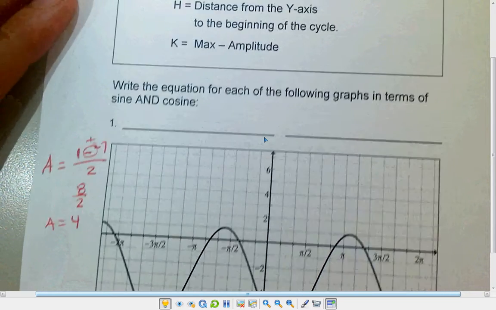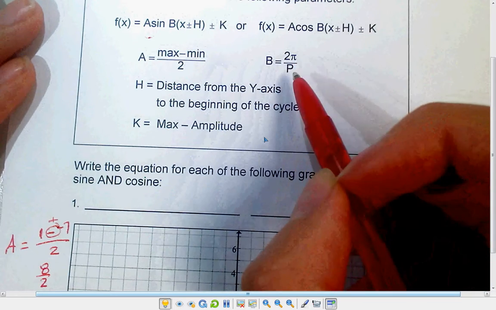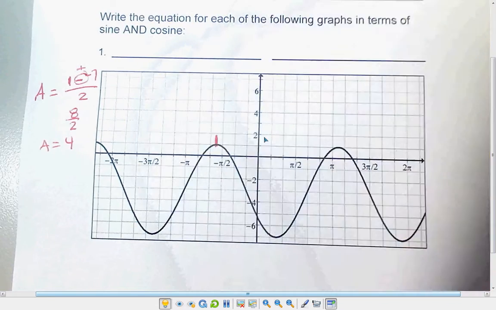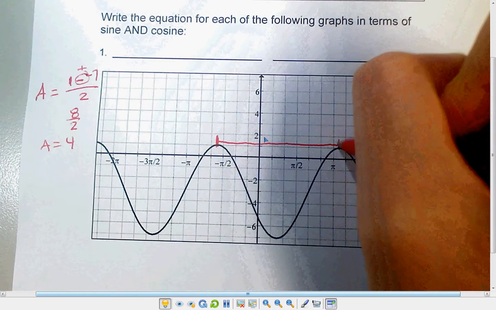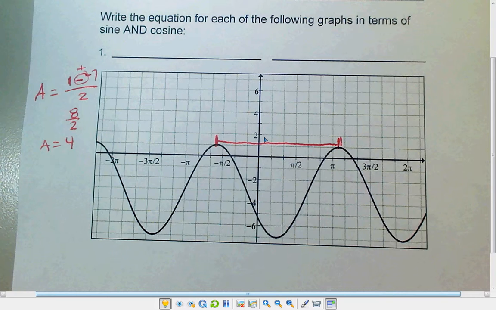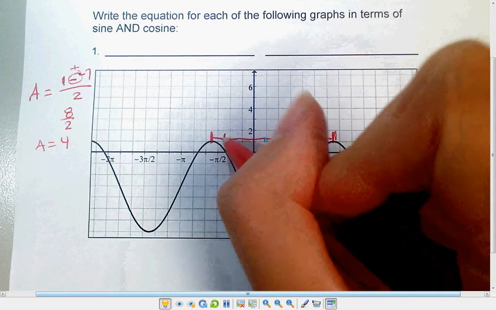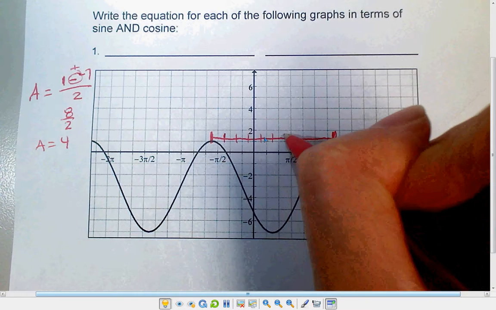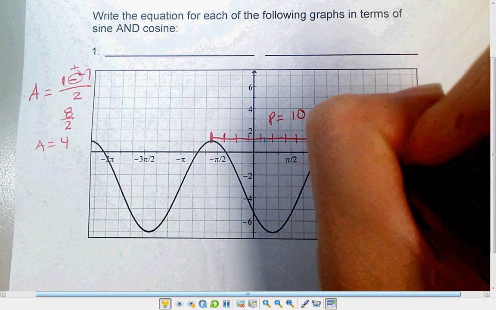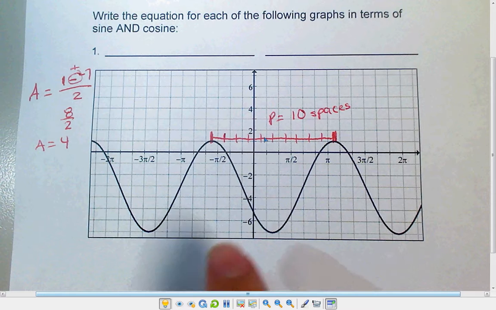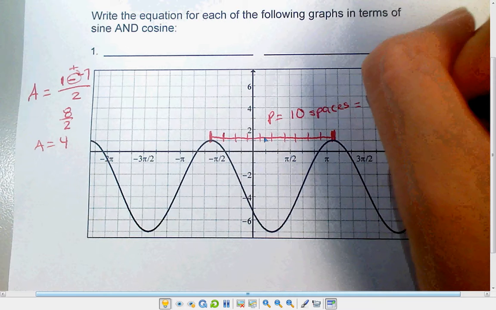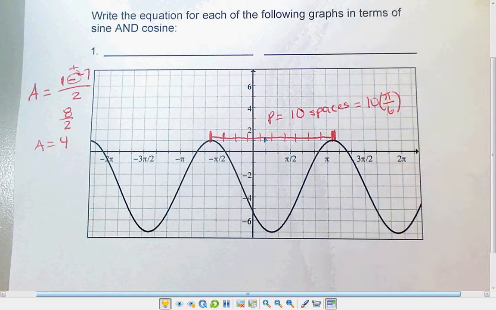To find our b value, we're going to need to do 2 pi divided by period. To find our period, what I'm going to do is find the length between the top of this hill and the top of this hill, because we know that's going to be one whole period. So I'm going to first count the number of spaces. This is 1, 2, 3, 4, 5, 6, 7, 8, 9, 10 spaces. On this graph right here, we know that each space is pi over 6. So this is actually 10 times pi over 6.